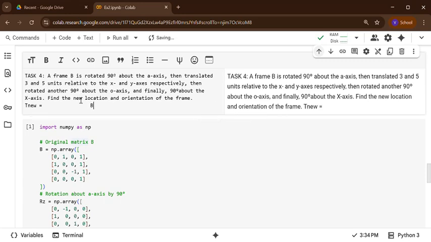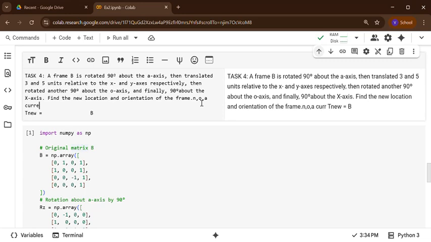First, the frame B. So first you have to give the frame B. Then the frame B is rotated 90 degrees about A axis. So here X, Y, Z are the reference frame, and N, O, A are the current frame axes. N corresponds to X, O corresponds to Y, A corresponds to Z. Okay. So let's see that.